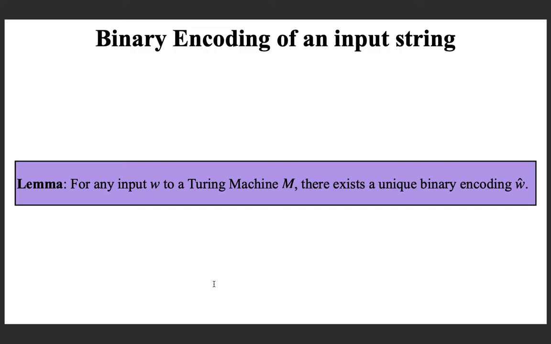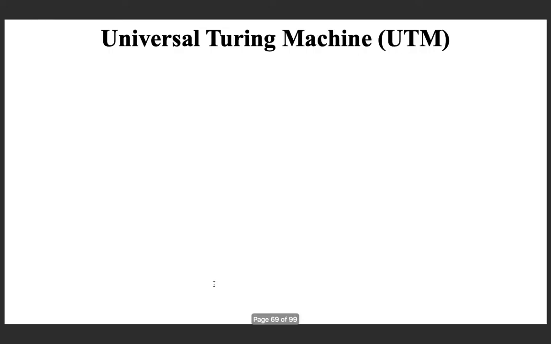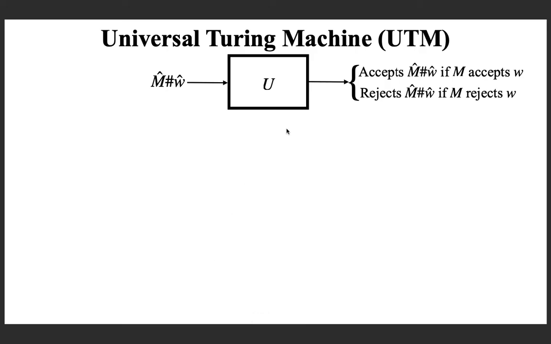So remember, if you have a Turing machine M, you can have a unique binary encoding hat M representing the Turing machine. And if that Turing machine is going to take W as an input, then you can also have a binary encoding for W, namely hat W. And now we can look at what is called a universal Turing machine. So this is the diagrammatic representation of a universal Turing machine U.